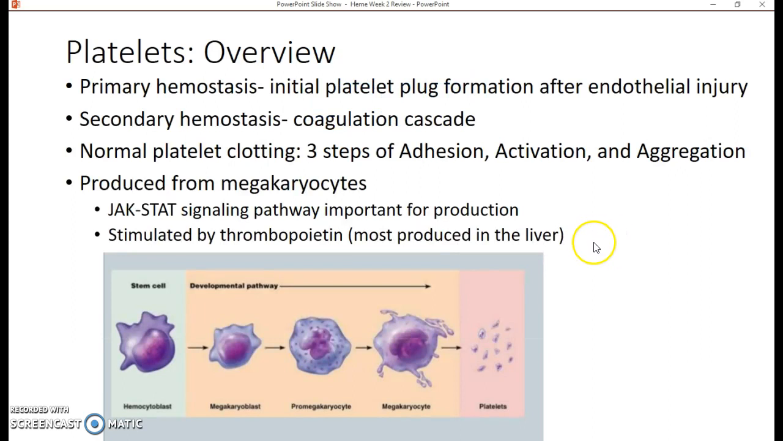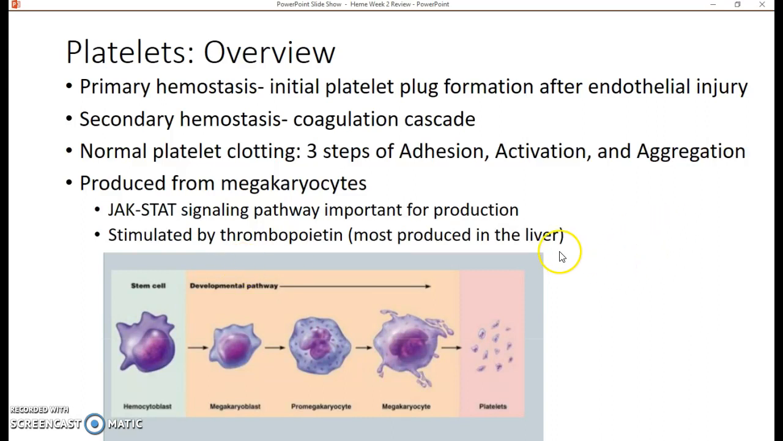Alright, so overview of platelets. This diagram down here is just an overview of the developmental pathway in the bone marrow. Megakaryocytes develop and then basically die and all split up and produce these little platelet fragments. Platelets are involved in primary hemostasis, so that's the initial plug formation. Secondary hemostasis refers to the coagulation cascade that produces fibrinogen that kind of binds, forms this fibrin mesh over the platelets and solidifies the plug.